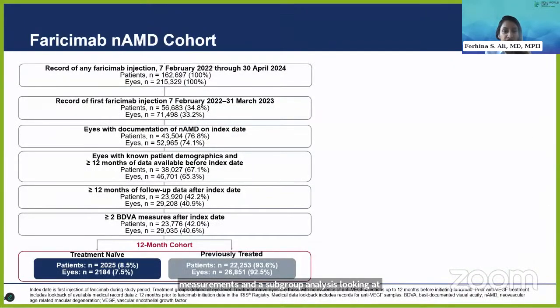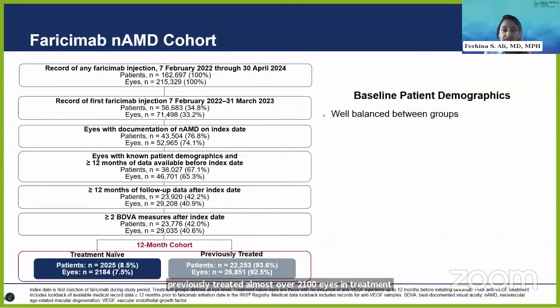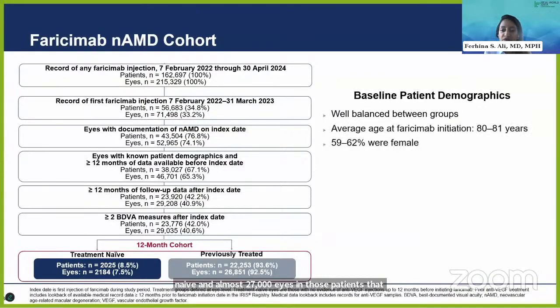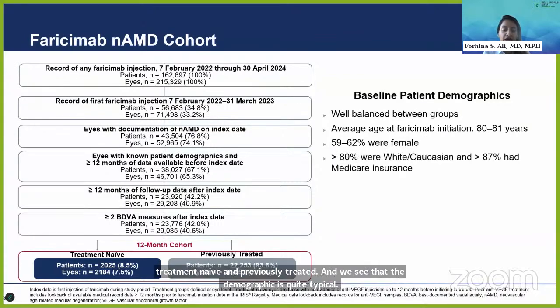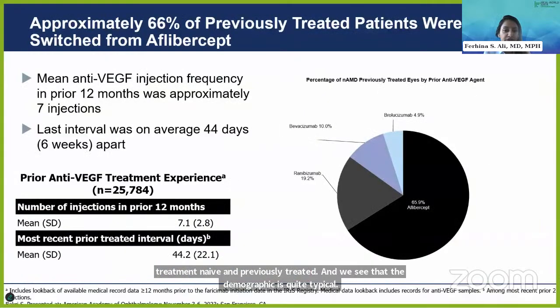And so here is the cohort that we have. Applying that criteria, we have a treatment naive cohort and a previously treated cohort, almost 2,100 eyes in treatment naive and almost 27,000 eyes in those patients that were previously treated. You can see that between the groups, it was relatively well balanced, and we see that the demographic is quite typical, as might be expected for neovascular AMD patients.